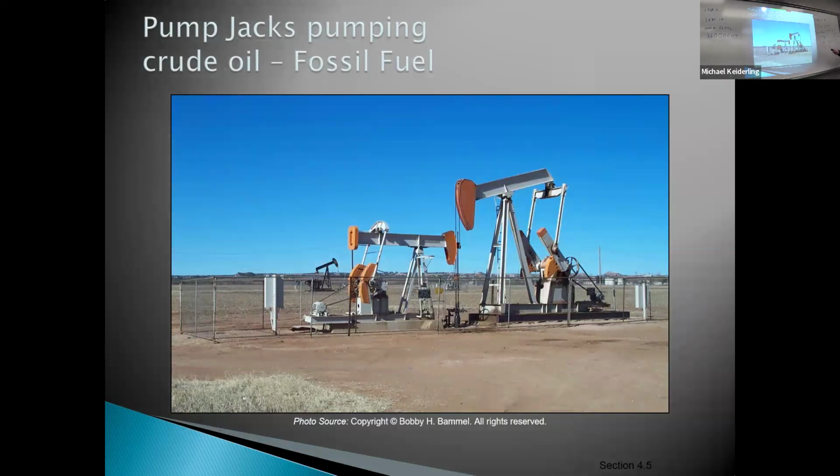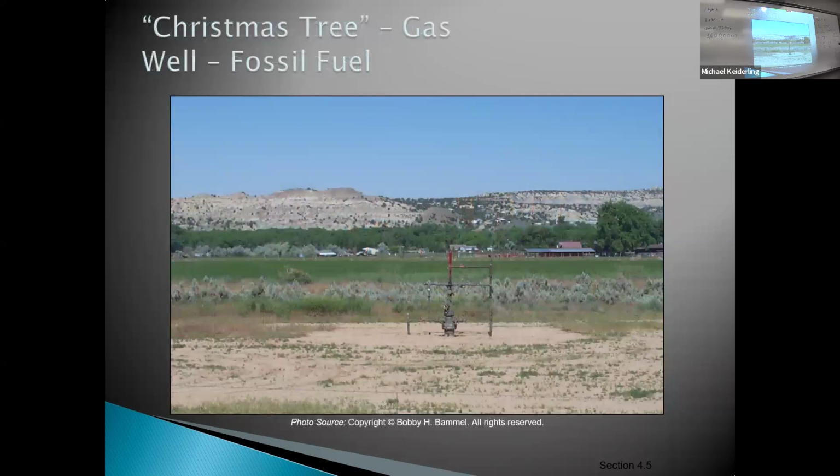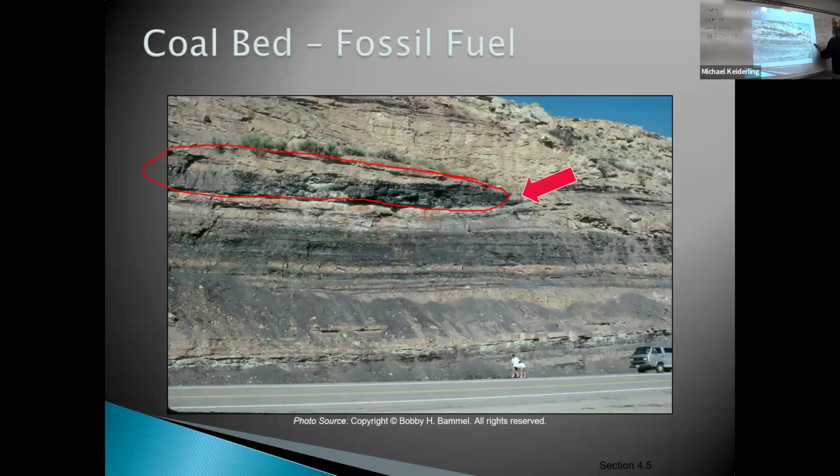But here are some examples of extraction. These are pump jacks pumping out crude oil for fossil fuel. Here's a Christmas tree. This is a gas well. Gas wells don't need to be terribly complicated because they're generally under pressure. So you basically drill a hole into the gas and just let it go into a pipe. Here's a coal bed. This is a layer of coal.